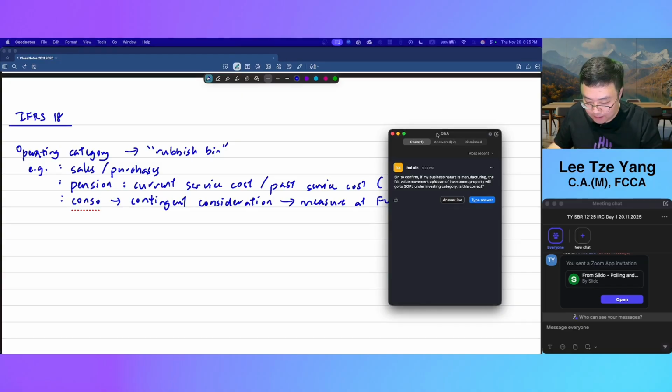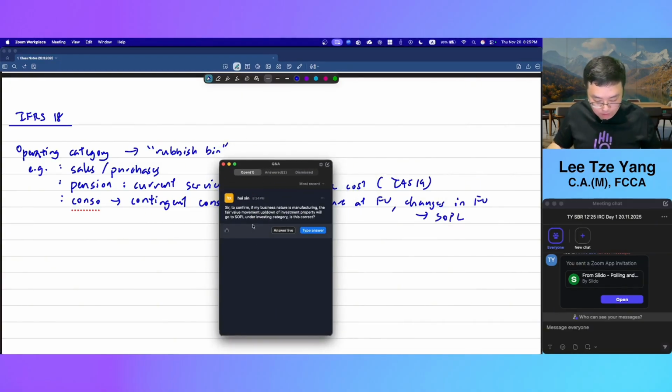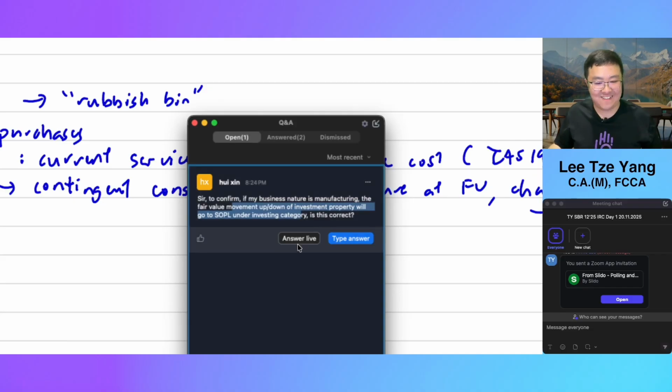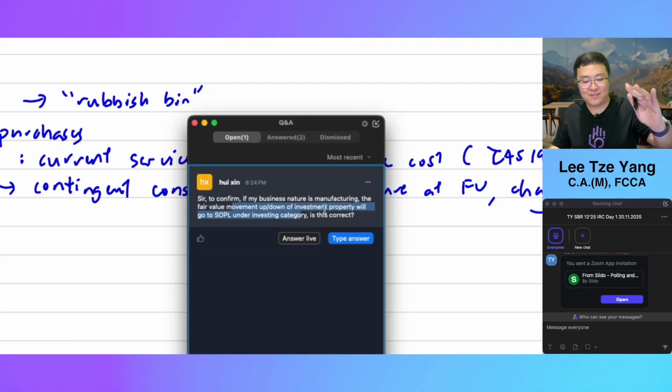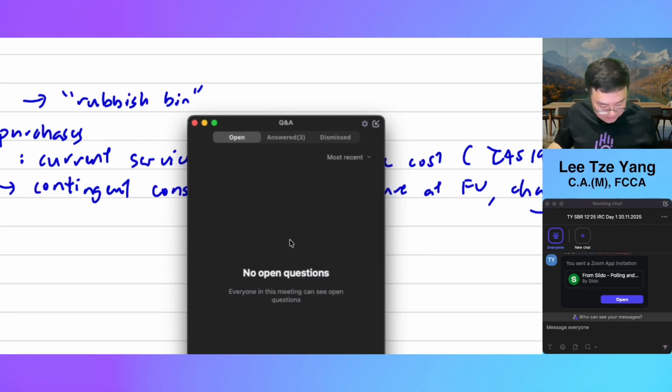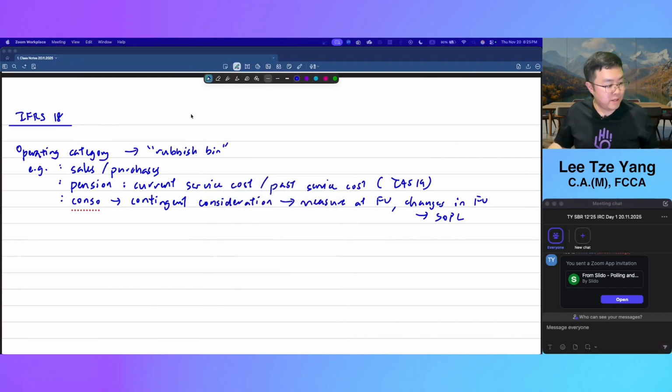Question, to confirm: if my business nature is manufacturing, the fair value movement up and down on investment property is investing. You are right, Hui Sing, 100 marks for you. If the business nature is manufacturing, then this investment property really is investing in nature. So that's why it's investing. Good. Operating categories are like this.